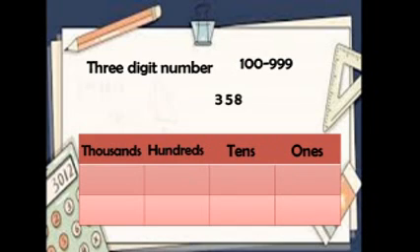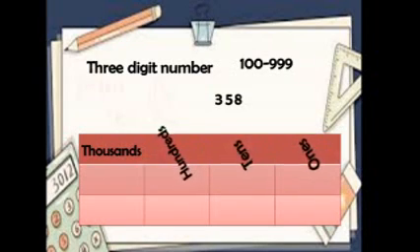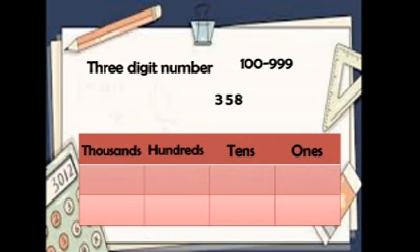So what are we going to do? Because this is a 3-digit number, we should use the 3 place values. And these are the hundreds, tens, and the ones. Very good. Now let's try to find the ones. Always start at ones. What number is in the last place of 358? Look at the number at the last. We have the number 8. Very good. So we put 8 in the ones.